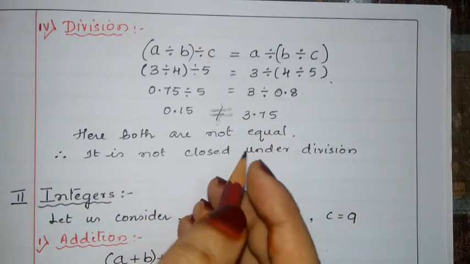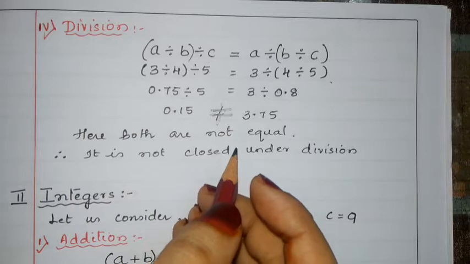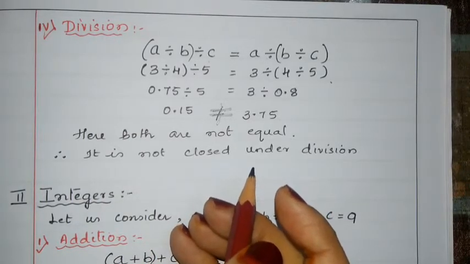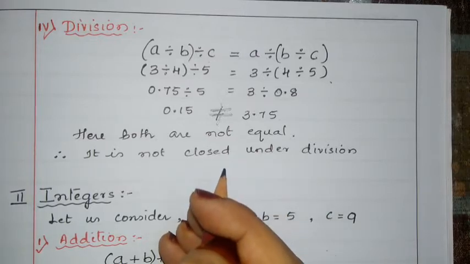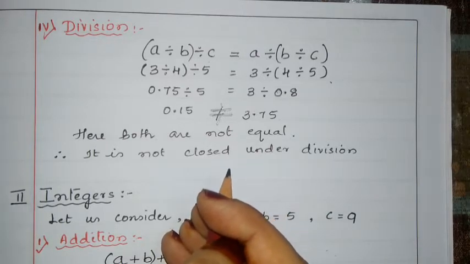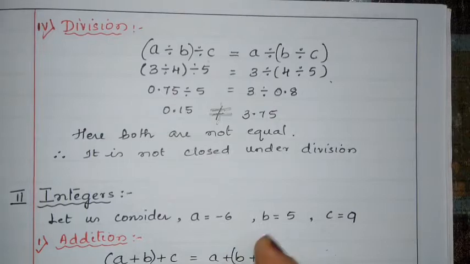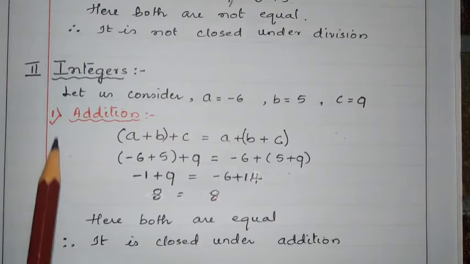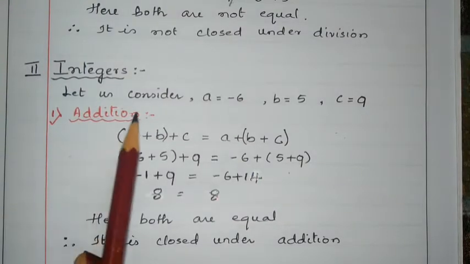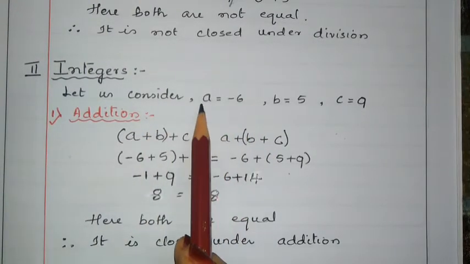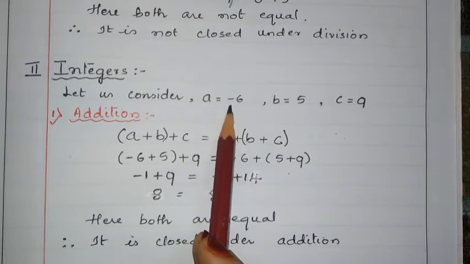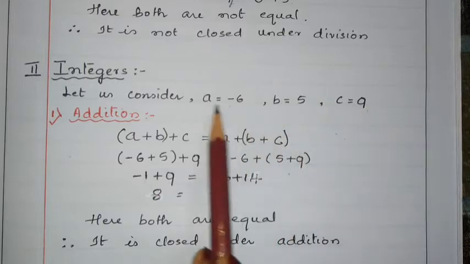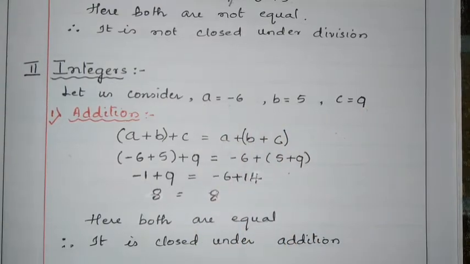So in whole numbers, addition is associative, subtraction is not associative, multiplication is associative, and division is not associative. Okay, let us go for integers now. In integers, we have to consider positive as well as negative numbers. Consider A is equal to -6, B is equal to 5 and C is equal to 9. Any three values we have considered.